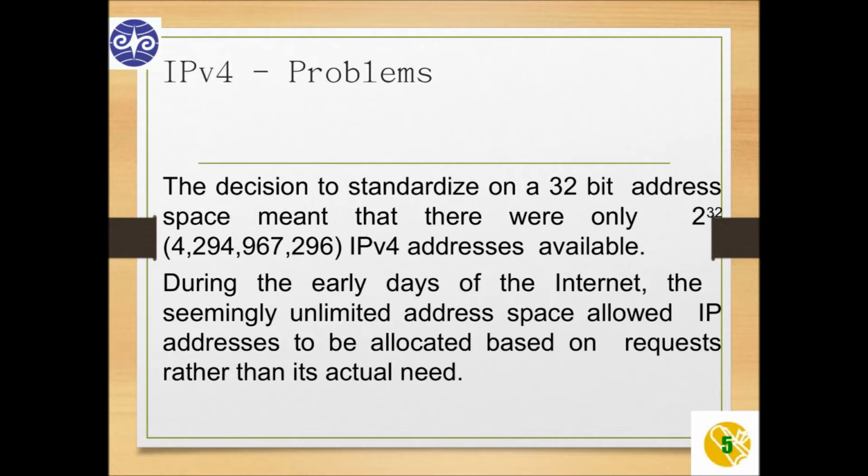But if the devices increase, like nowadays many devices are being added to use the internet facility, IPv4 in the near future will be insufficient to provide IP addresses to all the devices which will be used on the internet. So second point, during the early days of the internet, the seemingly unlimited address space allowed IP addresses to be allocated based on requests rather than actual need.